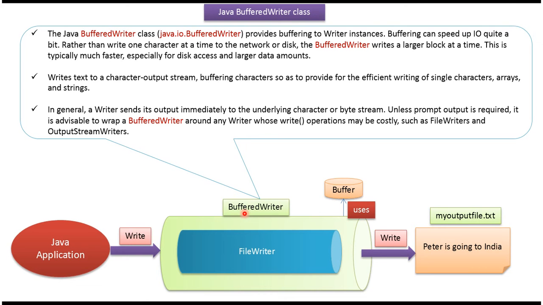BufferedWriter provides buffering to Writer instances. In this case, BufferedWriter provides buffering to FileWriter. BufferedWriter writes a larger block at a time, instead of writing one character at a time to the network or disk. So using BufferedWriter, we can write the data quickly to the text files. BufferedWriter internally uses a buffer to improve the performance.